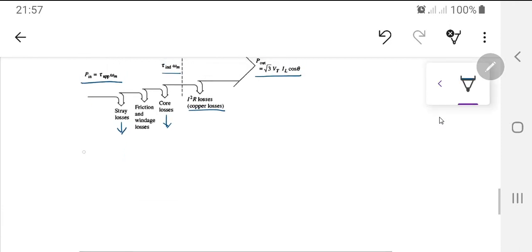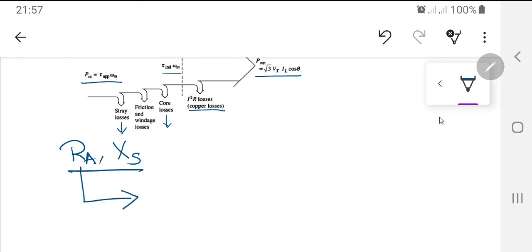We already know very well RA and XS. These are the two parameters of any synchronous generator. So we need to find out RA and XS. So how to find out these ones? Very simply, for RA it's very simple.